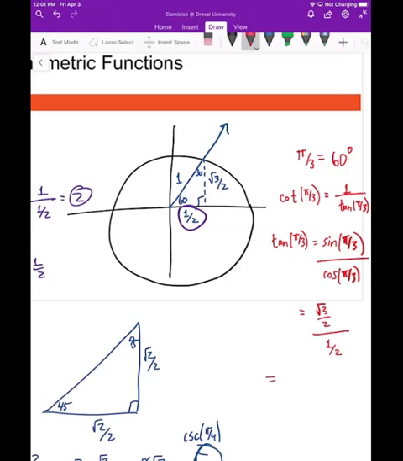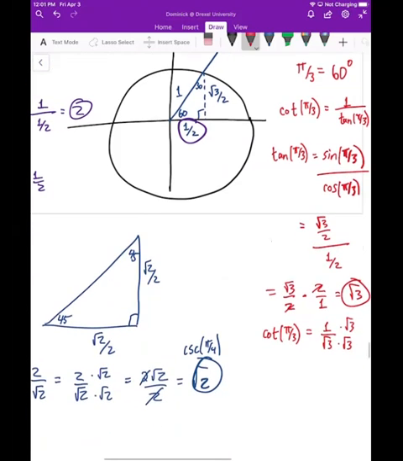Now, if I keep change flip here, I'm going to do square root of 3 over 2 times 2 over 1. My 2's will cancel, and I'll be left with square root of 3. So it looks like if I want cotangent, I want 1 over square root of 3. And of course, once I rationalize, I'll get that this is equal to square root of 3 over 3. And that's my cotangent.